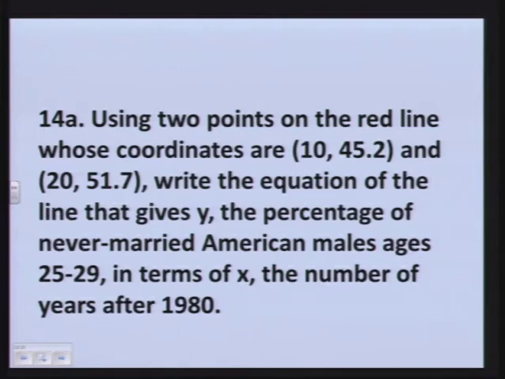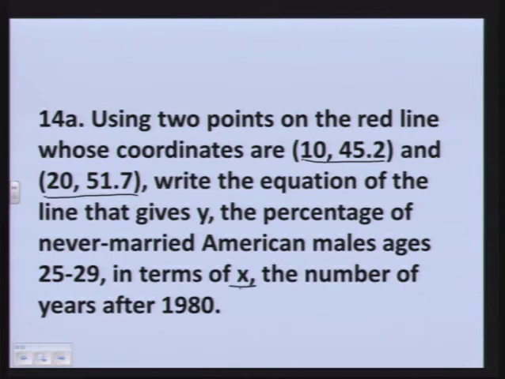We're going to use 2 points that were on the red line, and their coordinates are 10, 45.2, and 20, 51.7. And we're going to write the equation of the line that gives y the percentage of never married American males ages 25 to 29 in terms of x, the number of years.